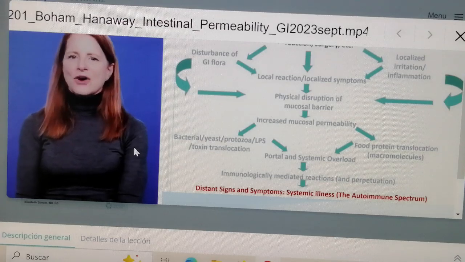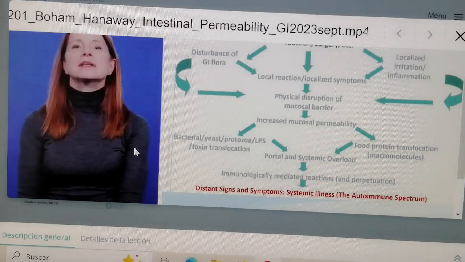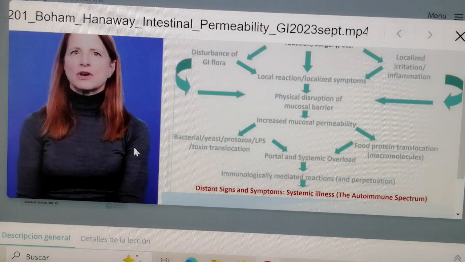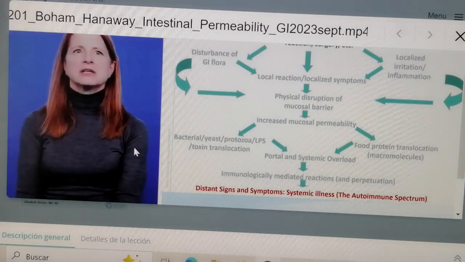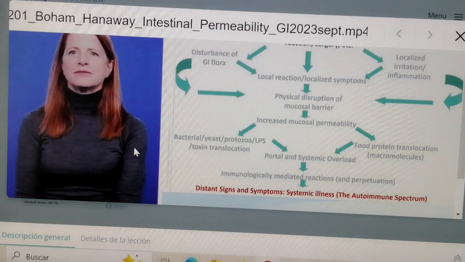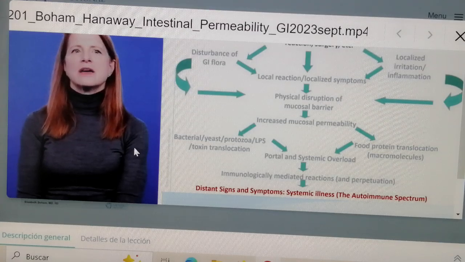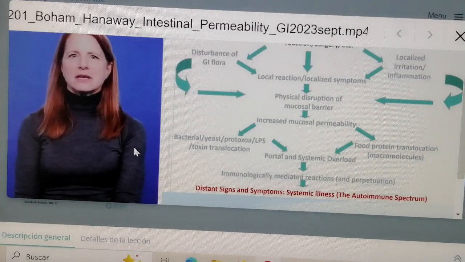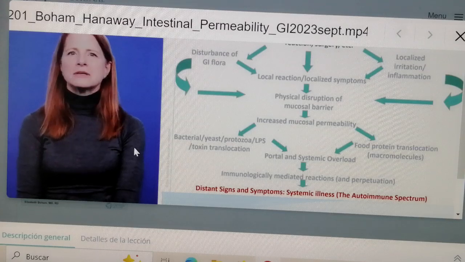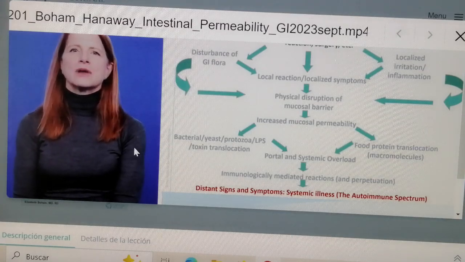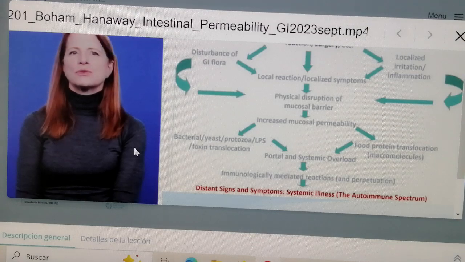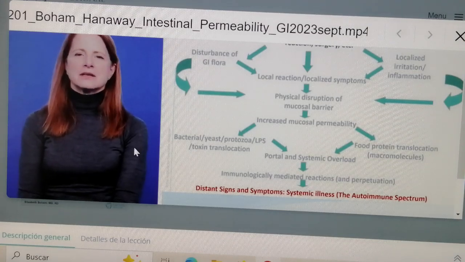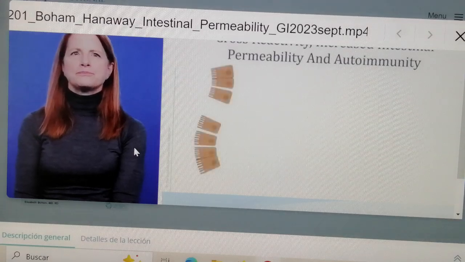You've seen this slide already, but it's just to really reiterate the fact that these triggers, like improper diet, antibiotics, infection, can create this local inflammation and reaction, resulting in increased intestinal permeability, which allows food particles to get across when they're not supposed to, bacteria, toxins to get across when they're not supposed to, resulting in a systemic illness or autoimmune disease in some.